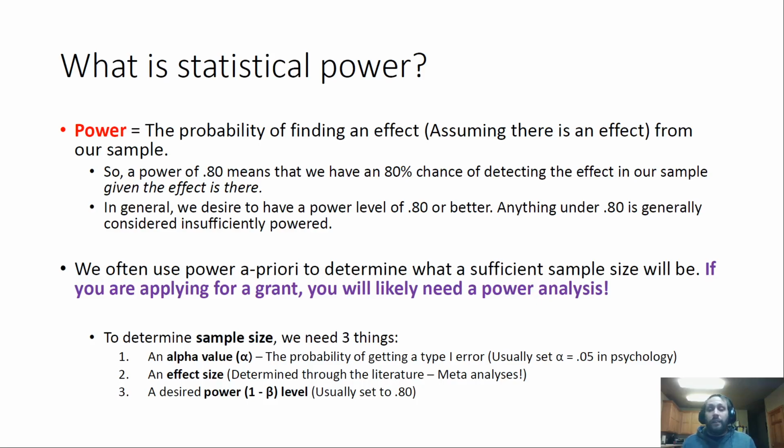We also want to have an effect size, which is usually determined from the literature. You usually get these from meta-analyses or from previous studies that we performed, so we have a general idea of what the effect size is. And then additionally, we have our desired power. Usually we set our desired power to 0.80, but really it can be whatever you want it to be, 0.90, so you have a 90% chance of detecting an effect given it's there. It's whatever is appropriate for your study.